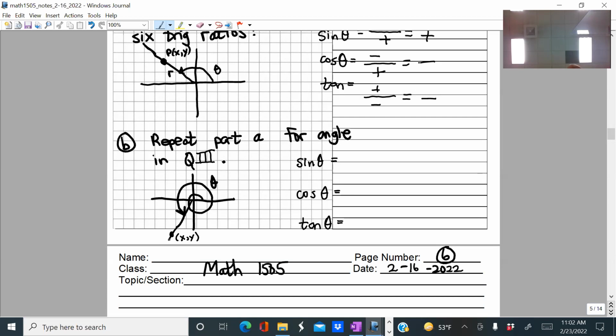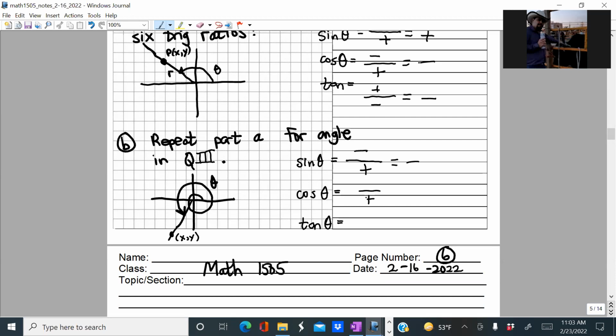So what's the sign of the sine going to be? The denominator is positive, always positive. In the third quadrant, what's the numerator going to be? Negative, because the y coordinate is negative in the third quadrant. You're below the x-axis. So sine here is negative. What about cosine?